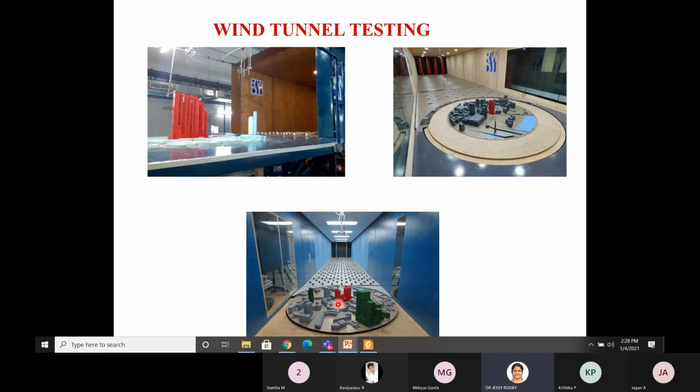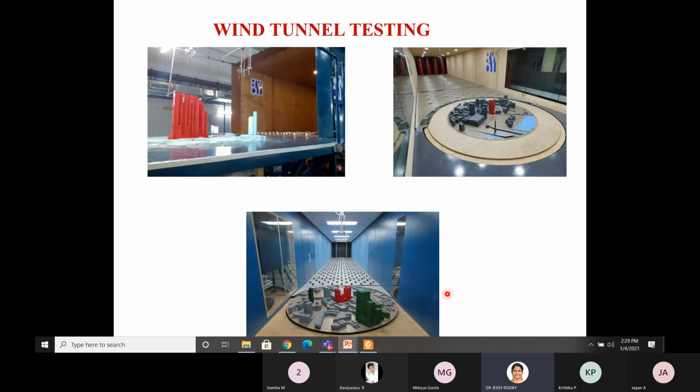So this is the original building to be tested. If this building is to be constructed here, it must be surrounded by many other buildings, so all such buildings are modelled, and that atmosphere has to be created. The wind will be blowing from one side, and you can see a round table here. This round table can be turned, 360-degree turning is possible. So the wind is blowing, passing through the entire structure, and the study will be conducted.